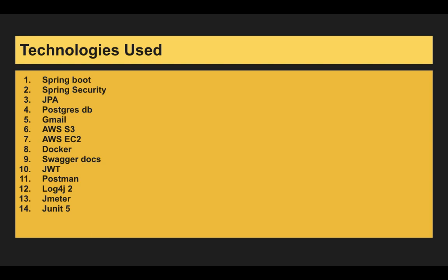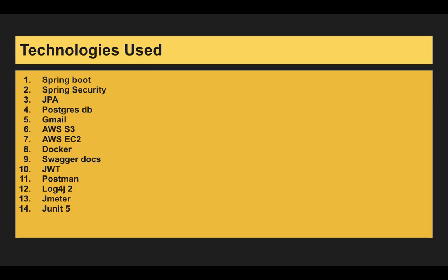For sending the email to the candidate or interviewer, we have used Gmail here. I will show you how to integrate Gmail and Spring Boot, so you will be able to send email with attachment as well as email with a calendar invite along with the attachment. Then for storing those resumes, we have used AWS S3, and for deploying the application we have used the AWS EC2 instance.